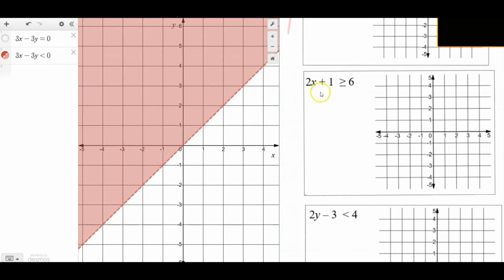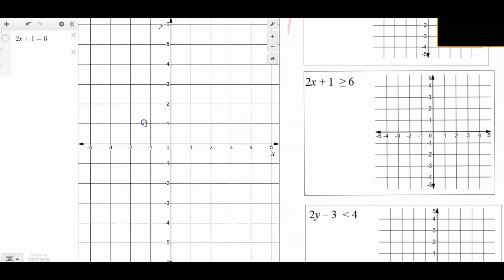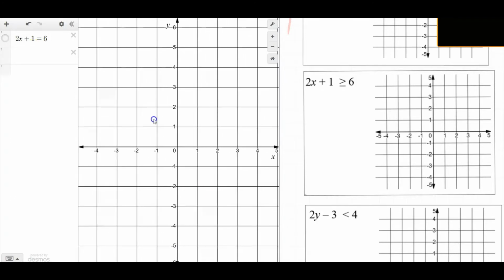Okay, up next in the agenda, we are asked to graph 2x plus 1 is greater than or equal to 6. So again, I'm going to pretend that the inequality symbol was the equal sign. So we have 2x plus 1 is equal to 6. So we do some math, and in this case, the graph will be a line. Because we only have the x variable, we should have a vertical line. Okay, why are we not graphing? Oh, because you guys can't see it. Oh, sorry.